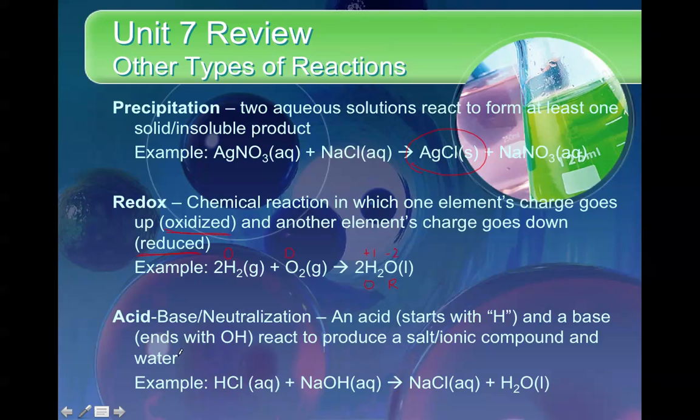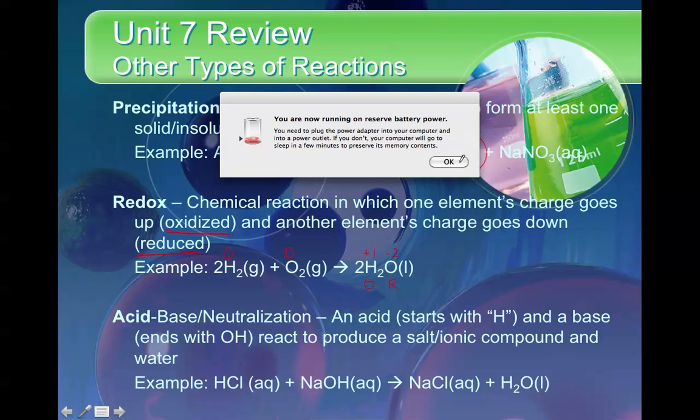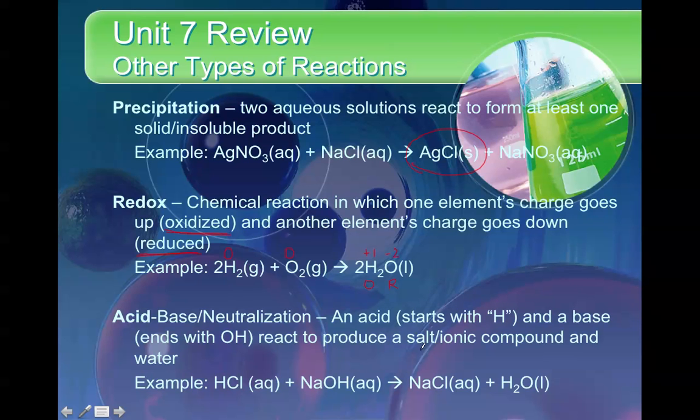And then finally, to recognize an acid-base or a neutralization reaction, remember that an acid typically starts with an H, and a base typically ends with an OH, and they react to produce a salt, or ionic compound, and water. So the example we have of that is hydrochloric acid, HCl, reacting with sodium hydroxide. So we've got an acid plus a base, gives us sodium chloride, which is a salt, also known as an ionic compound, and water.